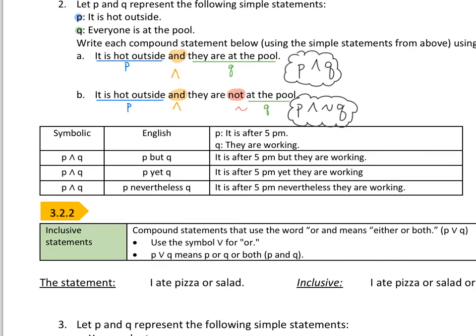This table shows different ways that these symbols could be written in English. If our simple statements are, it is after 5 p.m., they are working, and I have P and Q, we could read it as P but Q: it is after 5 p.m., but they are working. Or P yet Q: it is after 5 p.m., yet they are working. Or P nevertheless Q: it is after 5 p.m., nevertheless they are working. These are all just different ways to write that conjunction statement, P and Q. If you ever come across these sayings, we're going to use that conjunction and.